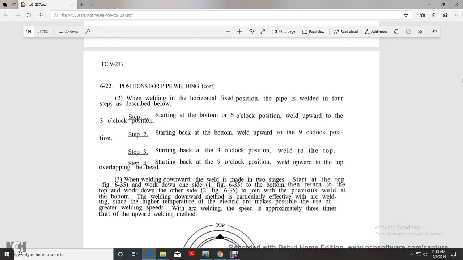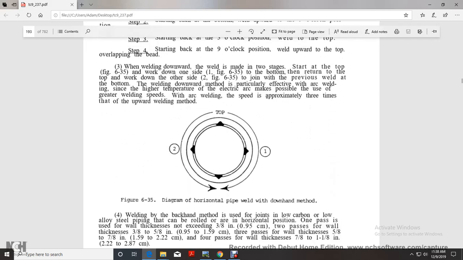When downward welding passes in two stages, start at the top and work down one side to the bottom, then return to the top and work down the other side to join the previous weld at the bottom. This downward welding method is particularly effective with arc welding, since the higher temperature of the electric arc makes possible the use of greater welding speed. When arc welding, the speed is approximately 3 times that of the upward welding method.